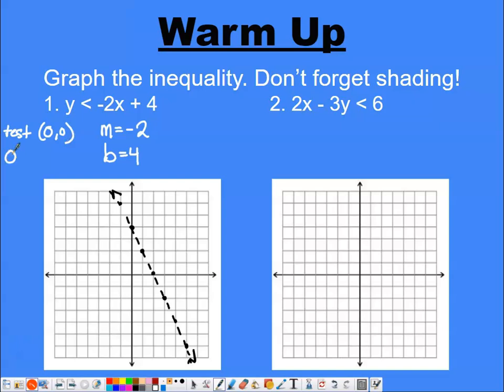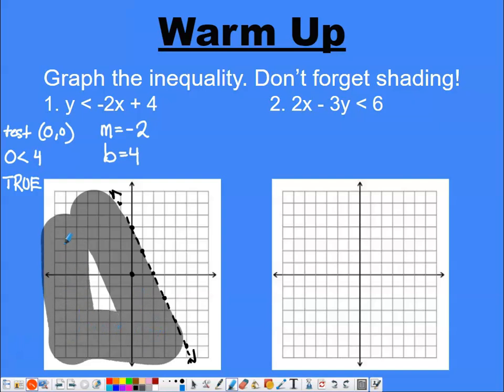That's going to leave me with 0 is less than negative 2 times 0. That's just 0. So we have 0 is less than 4. That is a true statement. Meaning 0, 0 is part of the solution, right? So here's 0, 0. So we're going to go ahead and shade that region that 0, 0 is in. So we have this region right here. And that's our graph. Let's take a look at that next one.